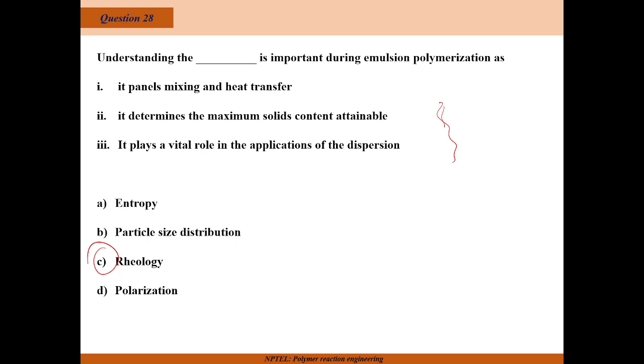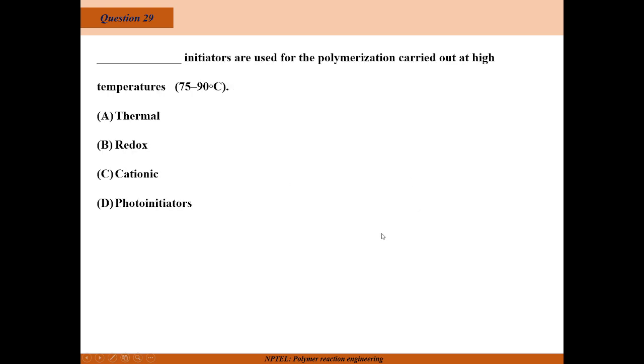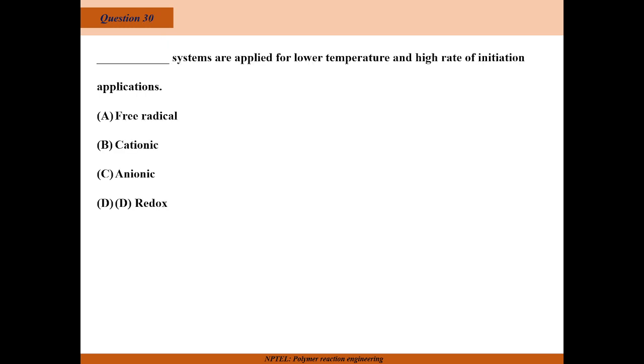So let's move on. Dash initiators are used in polymerization carried at high temperature: thermal, redox, cationic, photoinitiators. It's an easy question. Definitely we are dealing with temperature, so these are the thermal initiators.